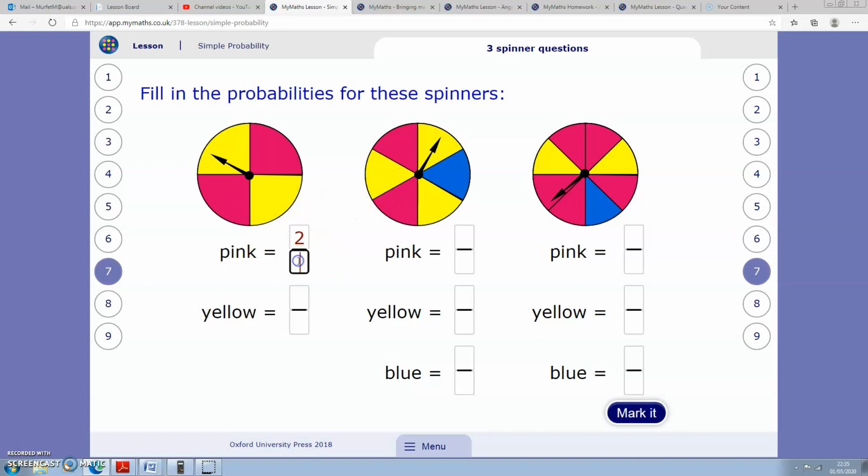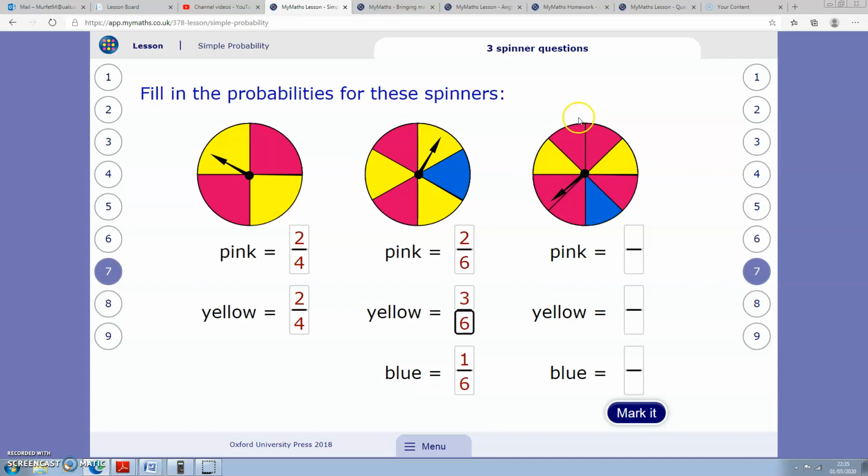2 out of 4. Pink, 2 out of how many? 1, 2, 3, 4, 5, 6. 2 out of 6. Blue is 1 out of 6, and yellow is 3 out of 6. Remember, we do not have to simplify it if it's probability. It's one of the only times that you'll get away with not simplifying a fraction.